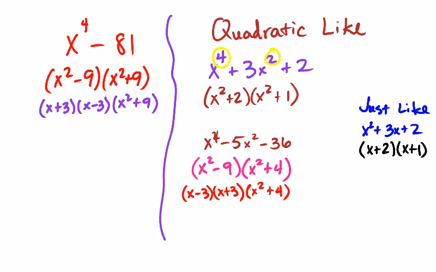I will do one where we might need to use the triangle method, because we had to use the triangle method with quadratic polynomials when we factored those. So, for example, let's go with 2x to the fourth plus 9x squared plus 4.